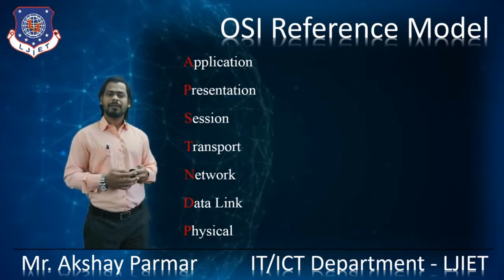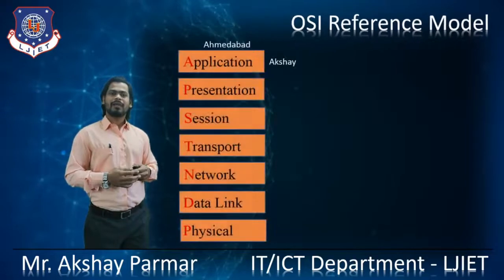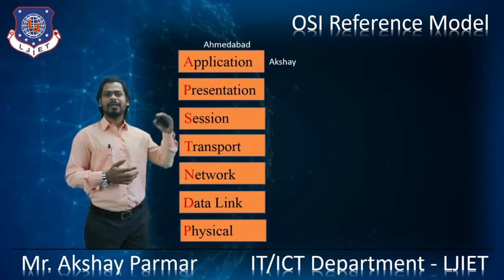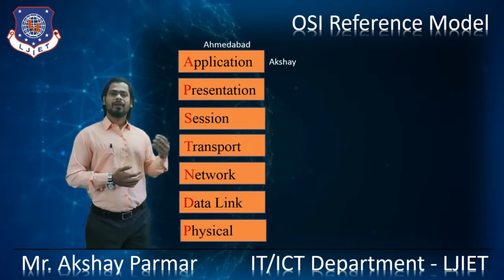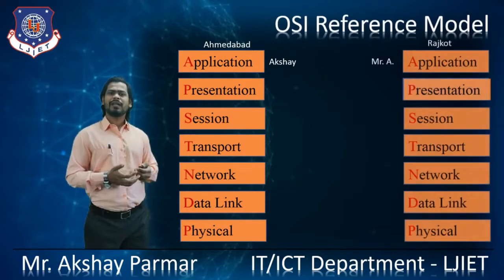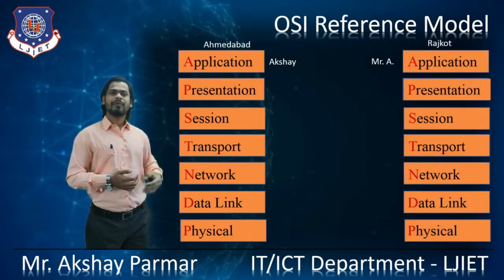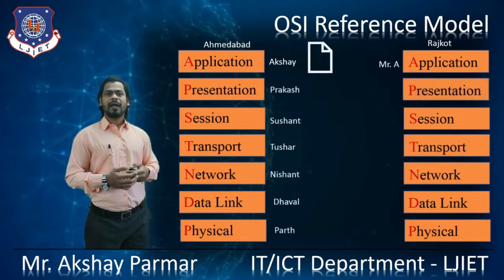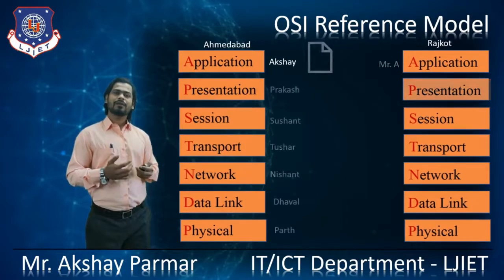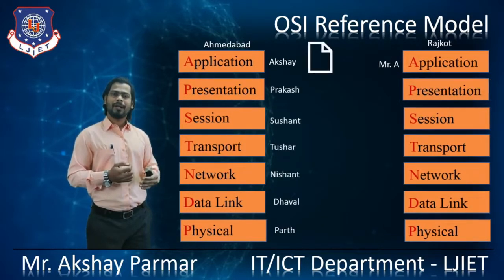For the better understanding of the OSI reference model, let's discuss an example. By this we can easily understand the task which is performed by each of the layers. I am the owner of the company, which is located at Ahmedabad, and I want to send data to Mr. A, whose company is located at Rajkot. I want to send a 400 pages document to Mr. A.